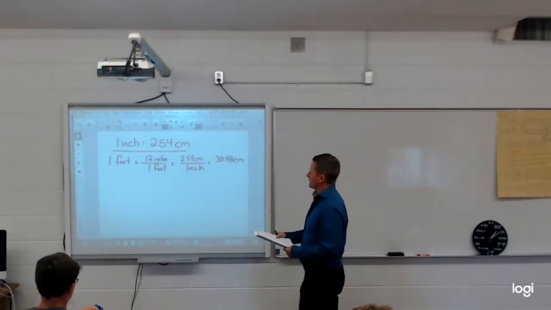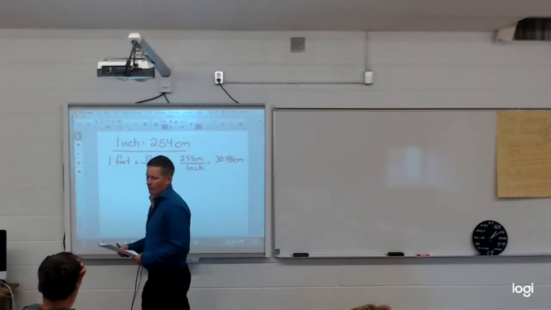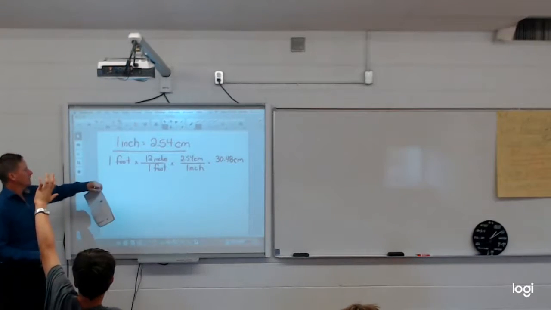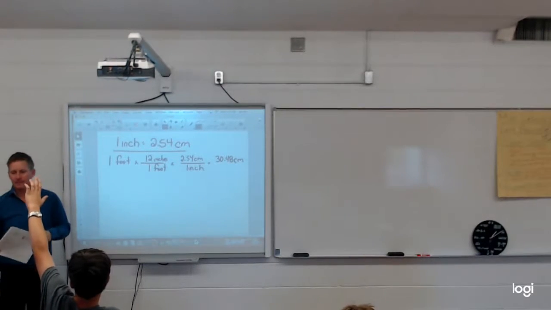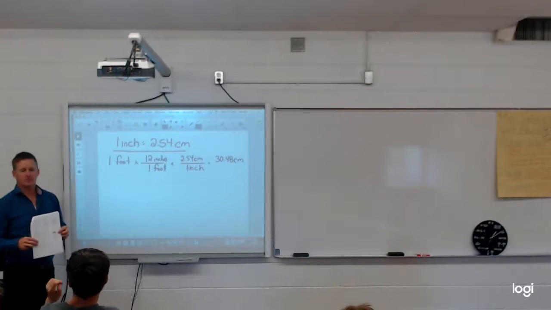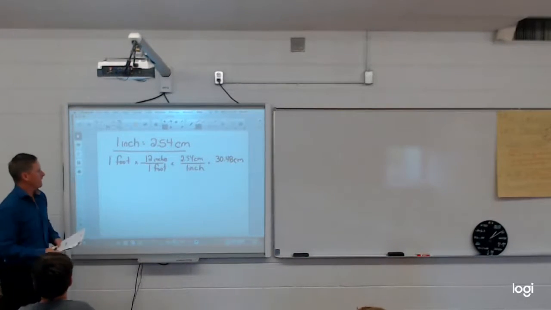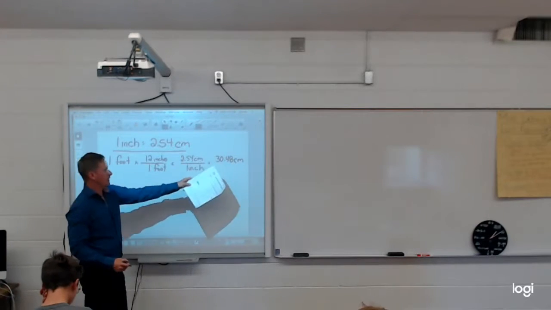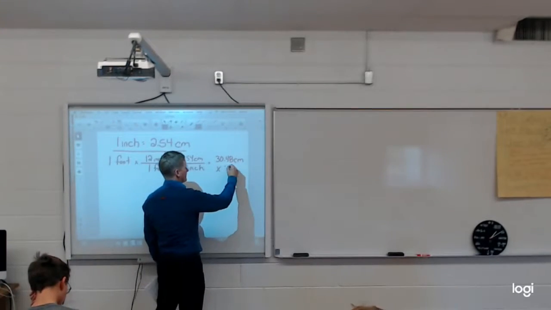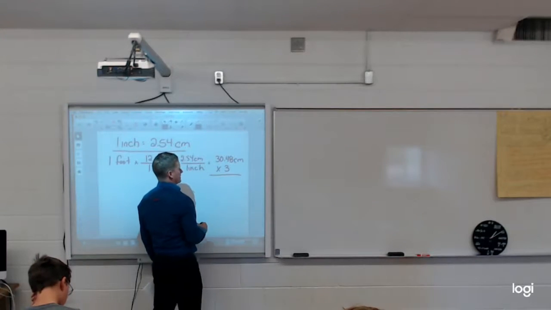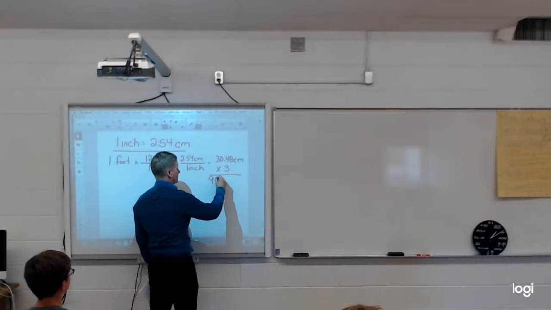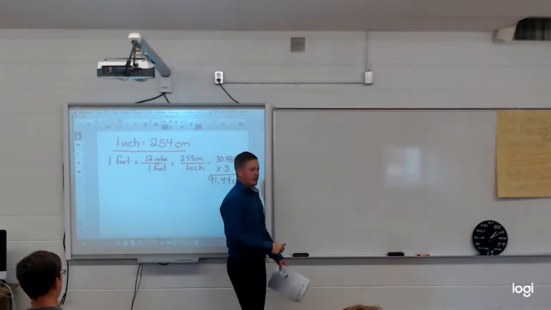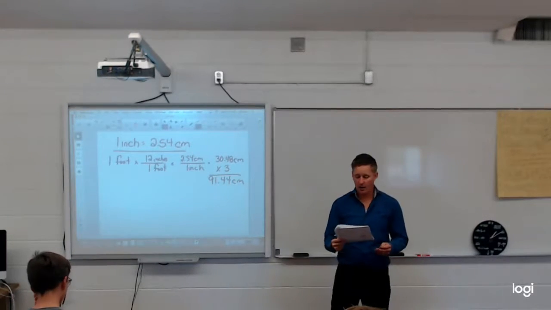And then it asks us how much in a yard. Well, what would I have to do to change that value? Times what? 3. How come? 3 feet in a yard. So that would be the first thing I have to do, change it to feet first, right? Or I can multiply that number by 3. So what does that work out to? 91.44 centimeters. That's how many centimeters there are in a yard.